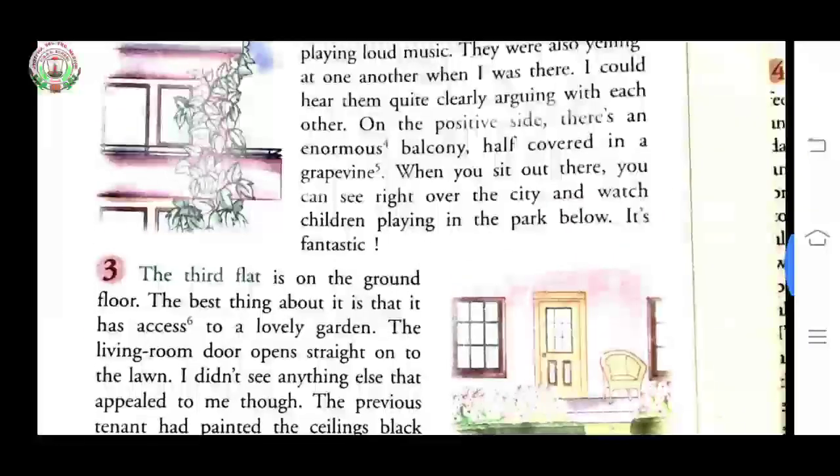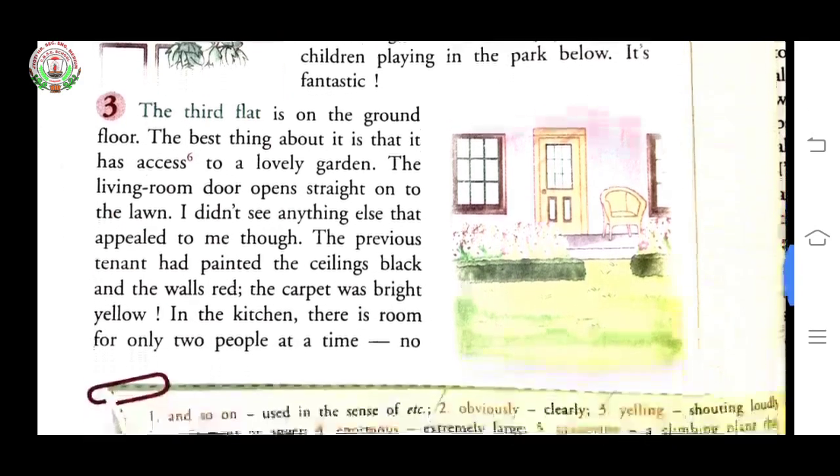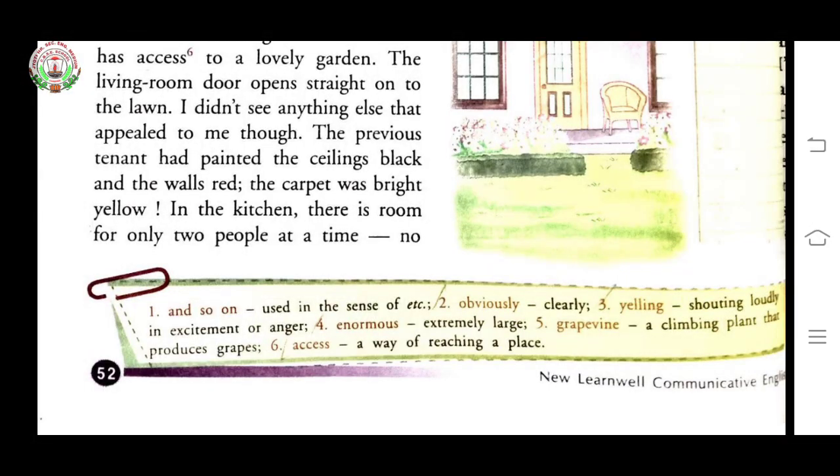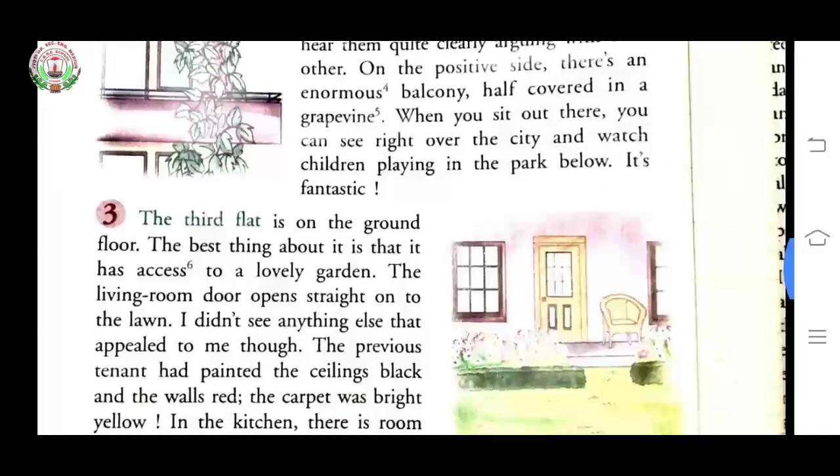So the positive side is the balcony was very large and half covered in a grapevine. Grapevine means a climbing plant that produces grapes. Grapes, you know, it's a fruit. So grapevine means a climbing plant that produces grapes. So in the balcony, half the balcony was covered with grapevine.